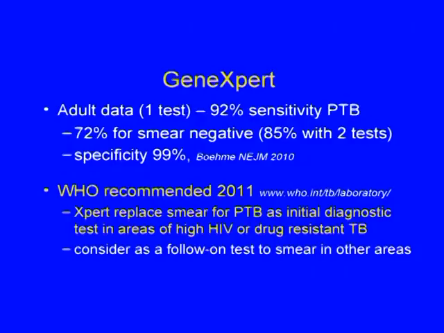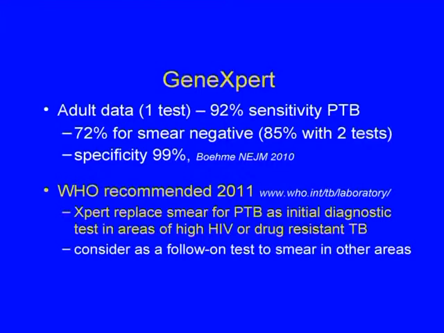Of course, the great advantage is not only how rapidly you get a result, but you also get a result that tells you if this is a rifampicin-resistant isolate or not. In adults, as I'm sure you know, it's performed very well. It detects 92% of adults with culture-confirmed TB. Not as high in smear-negative disease, but it goes up if you do a second test, and it's very specific. So if you get a positive Xpert, it means that's M. tuberculosis, nothing else.